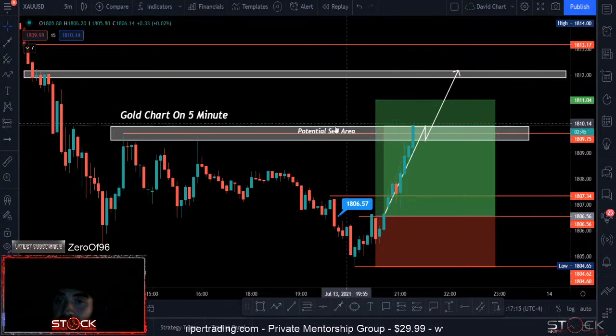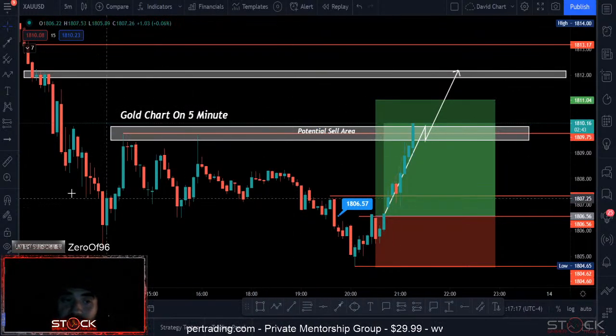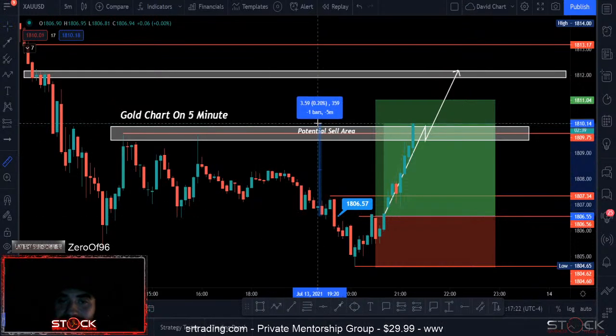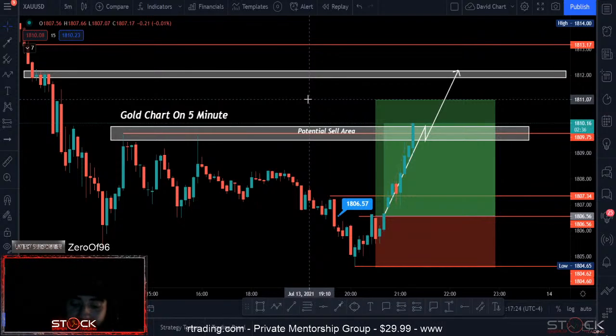Look at this trade, guys. This is a monster trade. 35 pips right there.